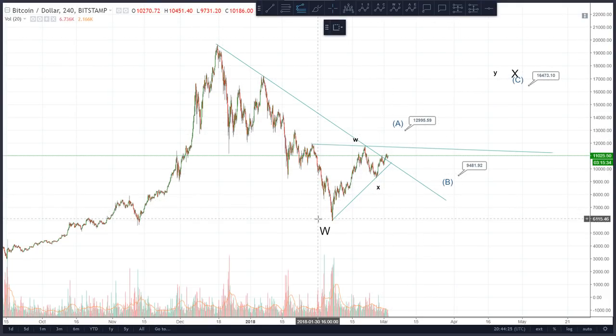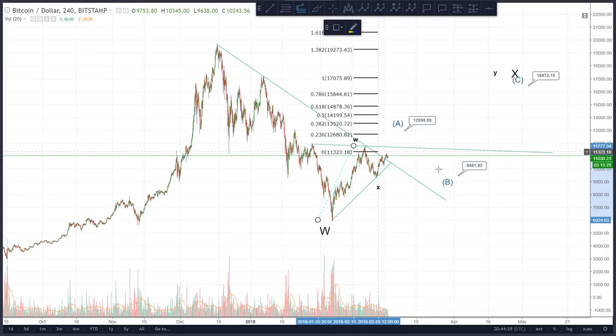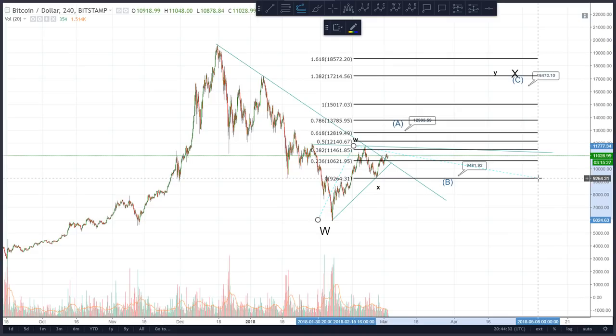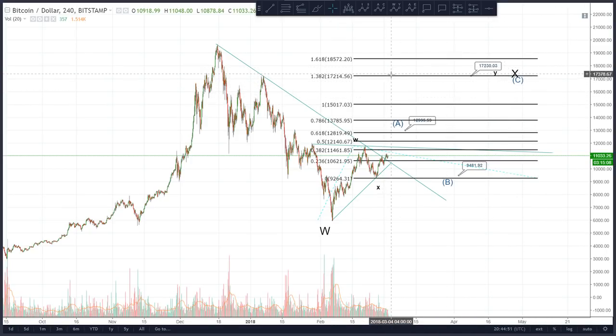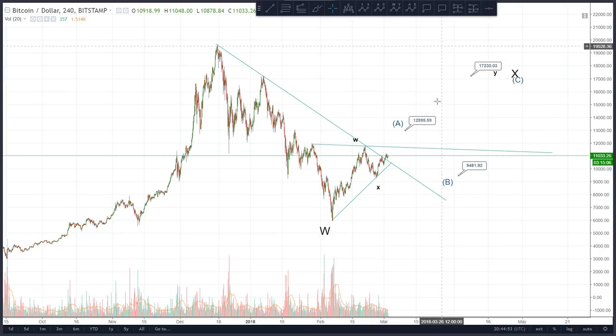And I make out that wave Y will be a 1.382 extension of wave W. So I've got it coming up to here, and that's actually just above 17,000. And I'll explain why this 17,000 figure is significant. Let me move this price marker to there. So let's just tidy this up, take that away for a moment.